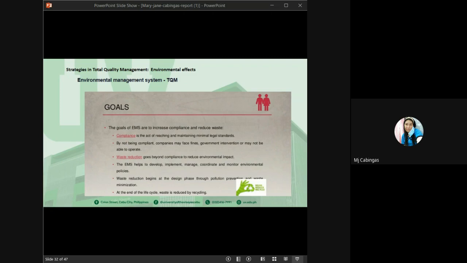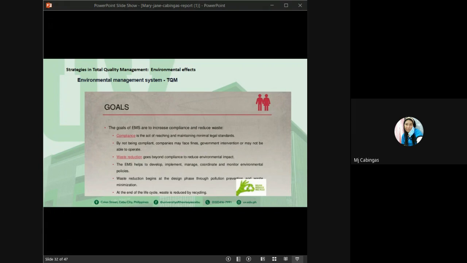So, compliance is the act of reaching and maintaining minimal legal standards. By not being compliant, companies may face fines, government intervention, or may not be able to operate. So, any establishment must comply. And then waste reduction goes beyond compliance to reduce environmental impact.